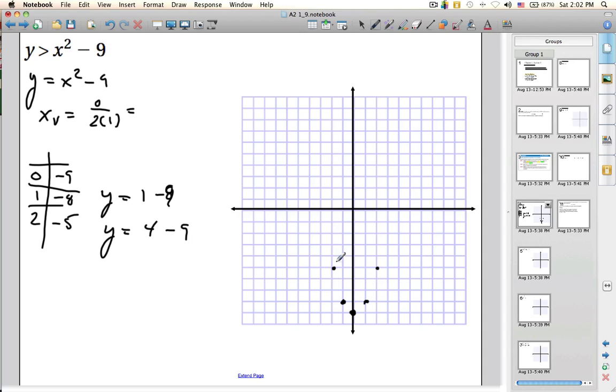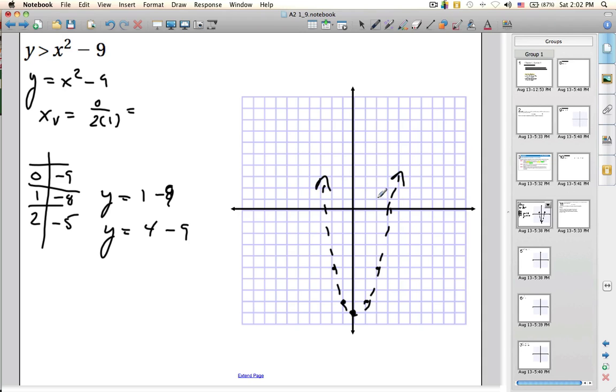And now I want to decide if my line is solid or dotted. Well, this is greater than, so I know it's dotted. It's not "or equal to." "Or equal to" includes the line. So I'm going to do my best here to make a nice, neat dotted line to reflect my graph. Looks something like that.